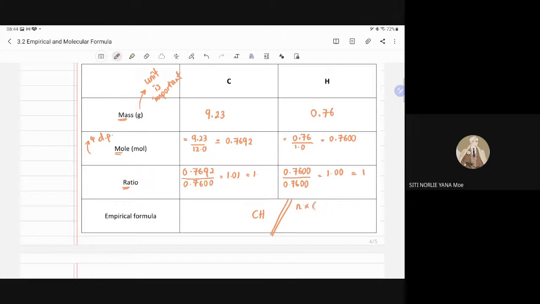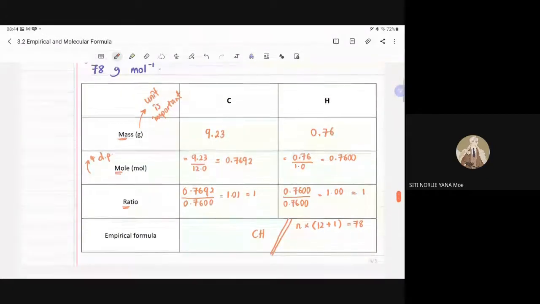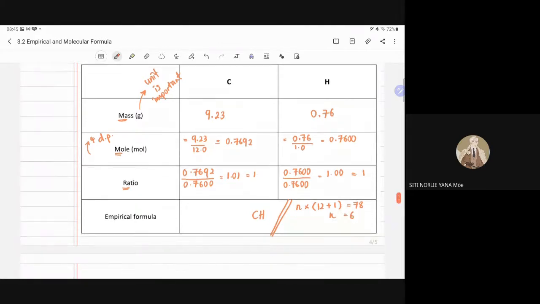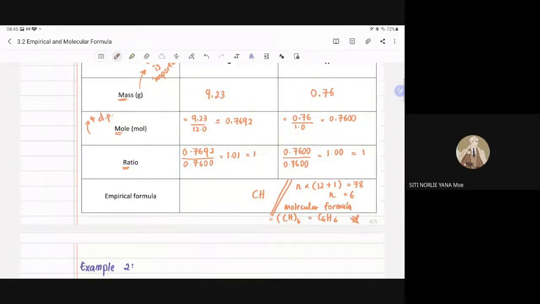N multiplied by 12 tambah 1 sama dengan 78. Okay. So, N sama dengan 78 bahagi 13. Kita akan dapat 6. Jadi, molecular formula sama dengan CH bracket 6 samaan dengan C6H6. Right. So ini adalah final answer untuk molecular formula dia.